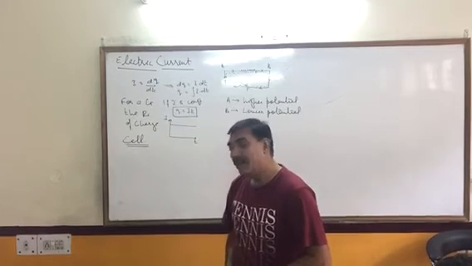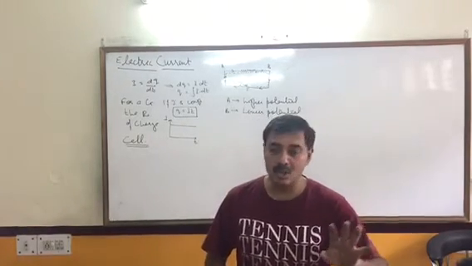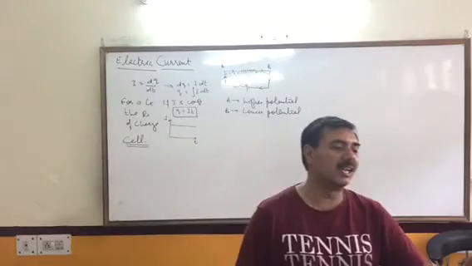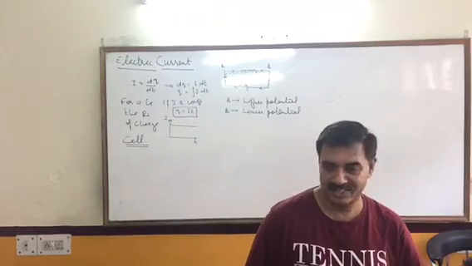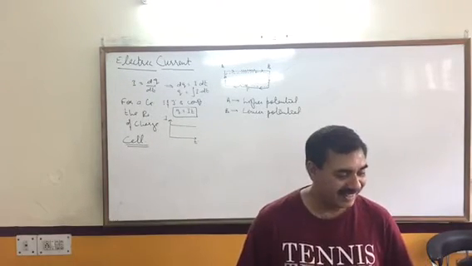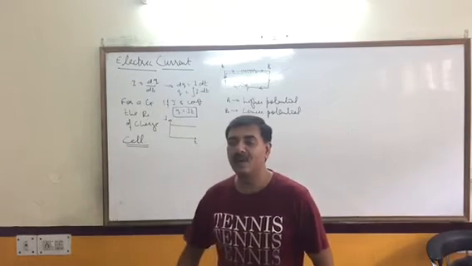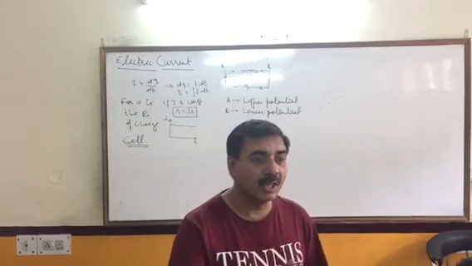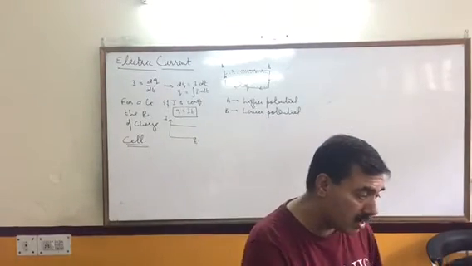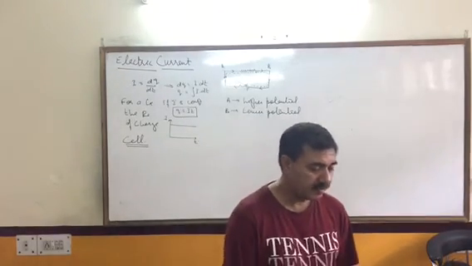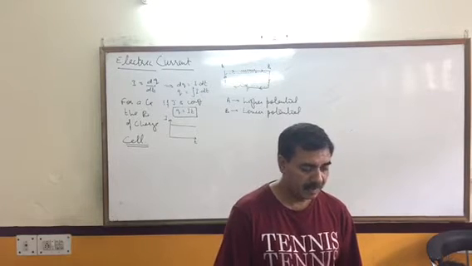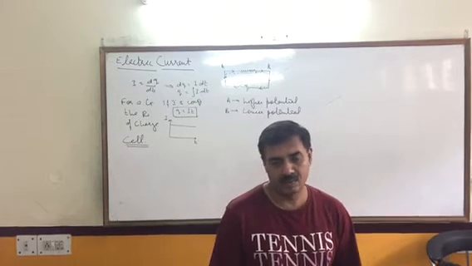A current of 5 amperes passes through a wire for 1 minute. What is the net charge on the wire? Underline the word net. The answer is 0.